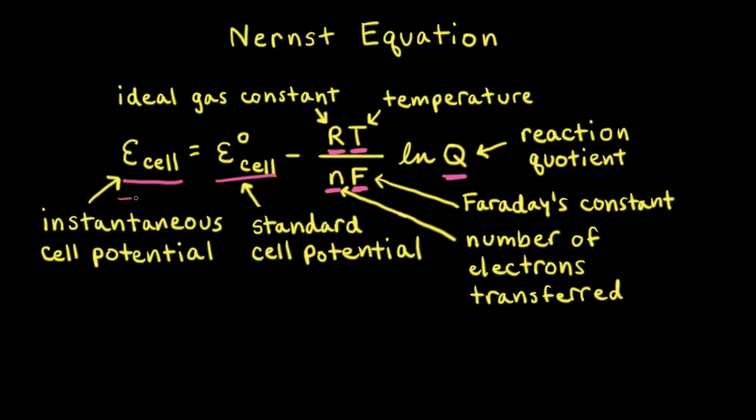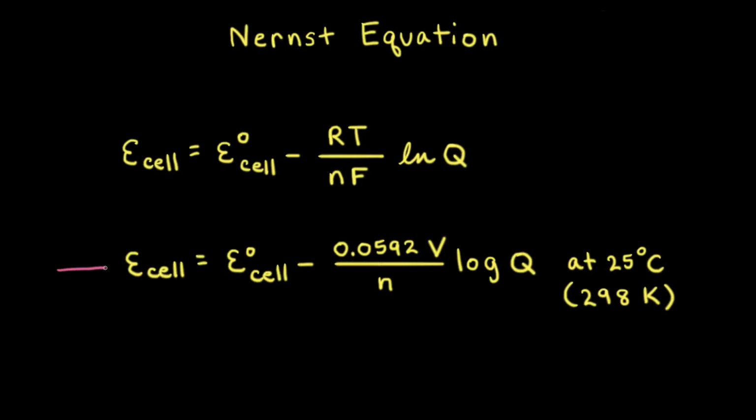So this is one way to write the Nernst equation, and let's compare this form of the Nernst equation to a simplified form. In the simplified form of the Nernst equation, E of the cell is equal to E naught of the cell minus 0.0592 volts divided by N times the log of the reaction quotient Q.